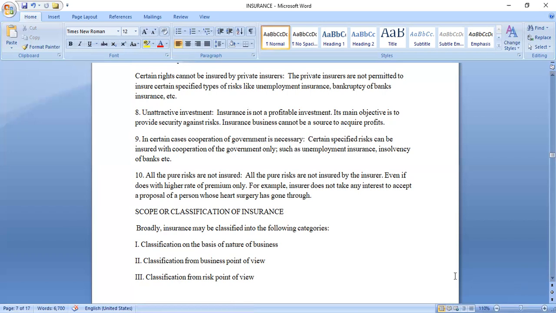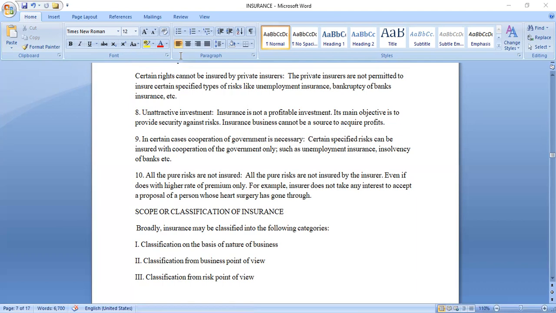Then another limitation is that insurance is not an attractive investment, right? It's not a profitable investment. For example, here in our country, I don't think many people have really bought the idea of insurance. Maybe a few, but most of them, either because of lack of information or a negative perspective about insurance, have not really bought the idea of taking up insurance, even given the fact that the premiums are high for these people to pay.